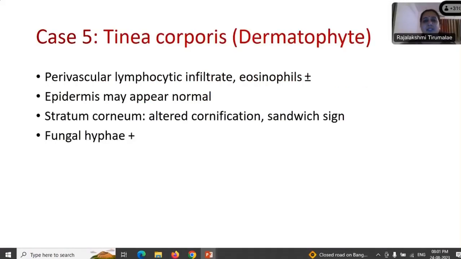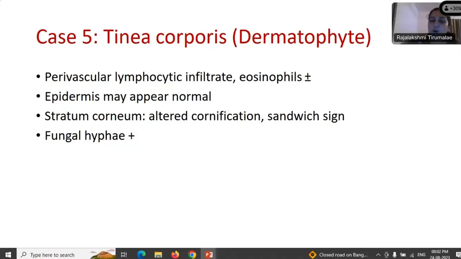So this was a case of tinea or dermatophyte infection. Sometimes the infiltrate is not there at all. Sometimes you see eosinophils. And usually one thing you do not see in dermatophyte infection is a whole lot of spongiosis. So you have this subtle altered cornification, but you don't see, like, you saw the vesicle formation, right? You don't see spongiosis of that extent. Usually if that is there, you don't see dermatophytes.